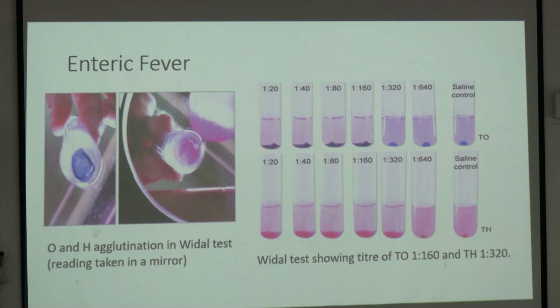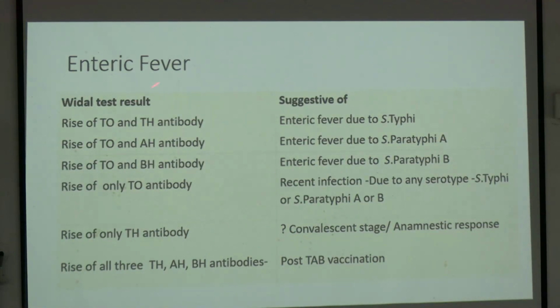And coming to interpretation of Vidal test, if both the titers are raised, then we can say the enteric fever is due to Salmonella typhi. In case of TH antibody, if we have AH or BH, we can say it is caused by paratyphi A or B. If only TO is raised, that means it is early in the phase, that is a recent infection. If only TH, that means it is in the later half, that is the TO has already decreased. Now, this is the reason why Vidal test has to be repeated after about 5 days, so that we can get the change of titer.